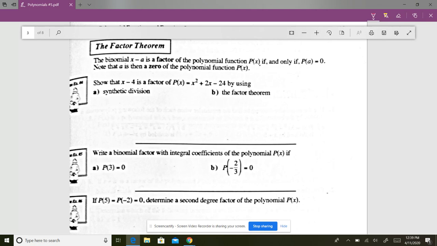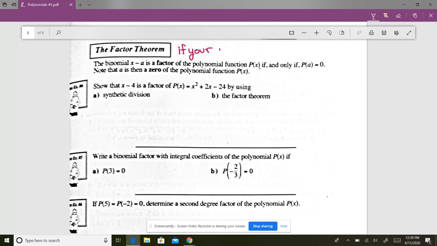Now the factor theorem. This is the important stuff. I'm just going to summarize it. If your remainder is equal to 0, then x minus a is a factor, i.e. you can start to factor this polynomial, and that's where this gets used all the time.